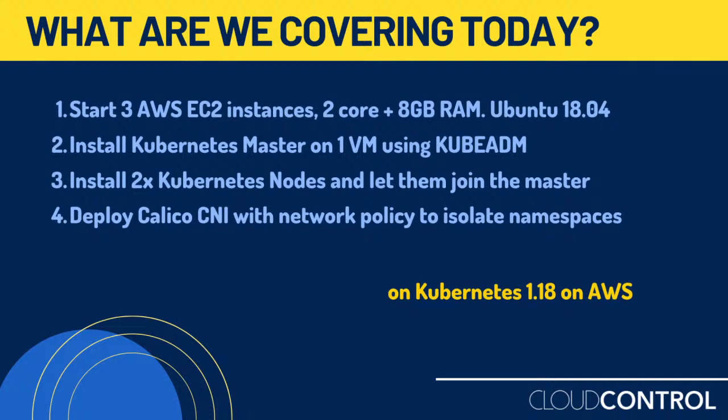Once we form a cluster, we're going to deploy Calico as a CNI. And then we are going to deploy Nginx and try without the network policy and with the network policy. So let's start.